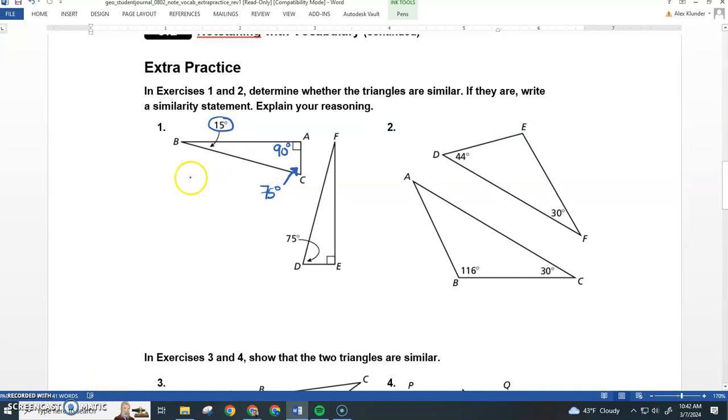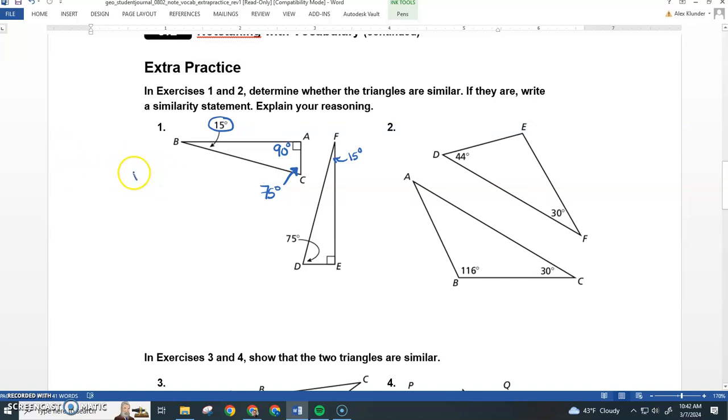I can already see that this is 75 and this is 90. I don't have to find it, but just because, we're just going to go ahead and find that third angle and show that it's 15. What you can see is once we have two angles that are congruent, 90 and 90, 75 and 75, I can guarantee the third angles have to be congruent as well, which is 15 and 15.